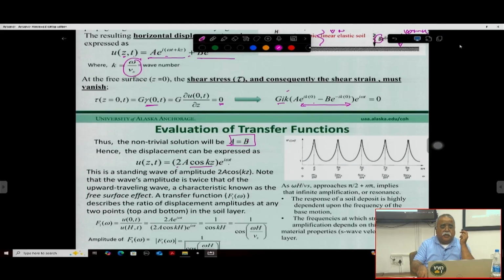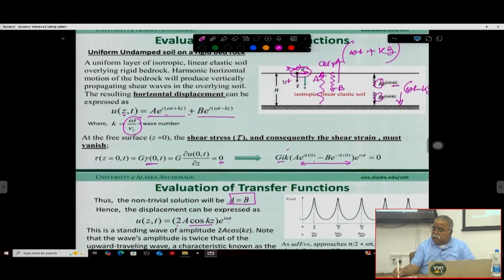So let's start here. In our equation, if A becomes equal to B, then you can substitute that relation and we can get, u(g,t) will be equal to 2A cos(kg) into e to the power i omega t.